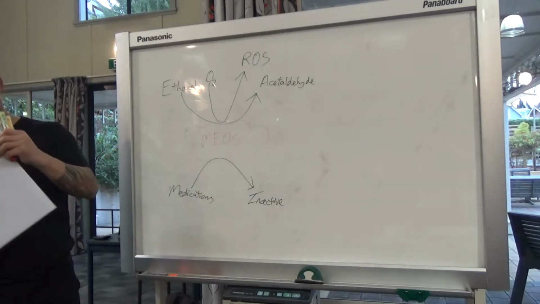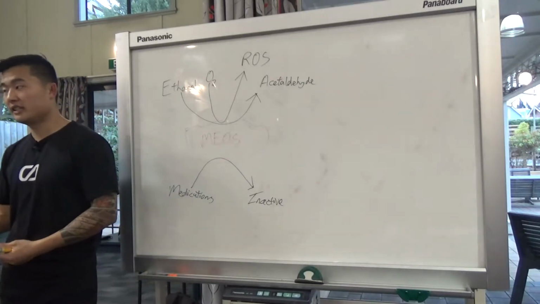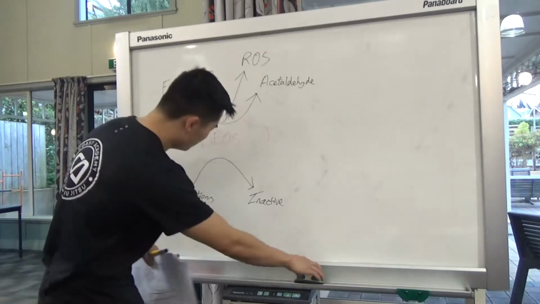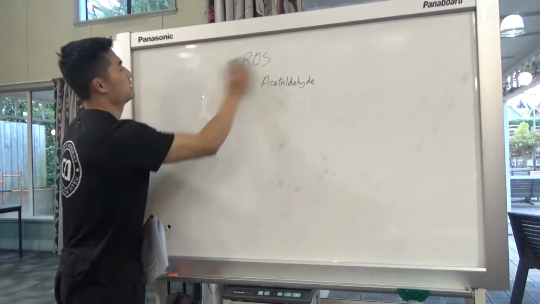So that's why if you're taking antibiotics, they'll tell you not to drink alcohol, because it can interfere with the metabolism of those drugs.